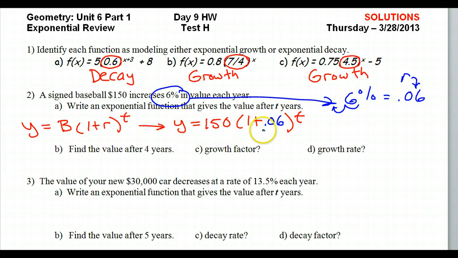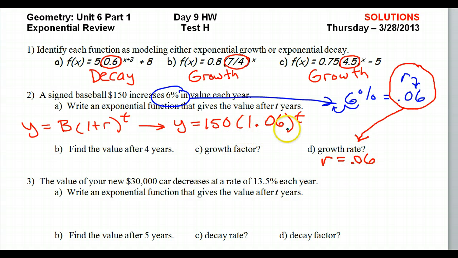So this really is the equation, but let's not leave it as 1 plus 0.06. Let's go ahead and put it together as one number, which of course would be 1.06. Let's go ahead and skip ahead and answer these two questions. This R value as a decimal is what we call the growth rate. So the growth rate is 0.06. Now this number inside the parentheses, including the 1, is what we call the growth factor.